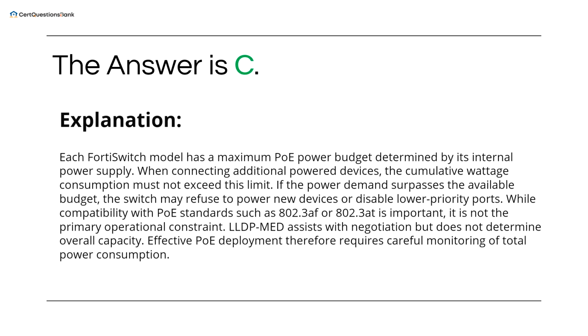The answer is C. Each FortiSwitch model has a maximum PoE power budget determined by its internal power supply. When connecting additional powered devices, the cumulative wattage consumption must not exceed this limit. If the power demand surpasses the available budget, the switch may refuse to power new devices or disable lower priority ports.